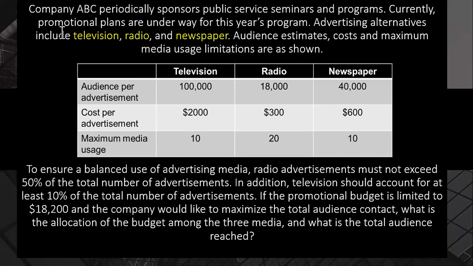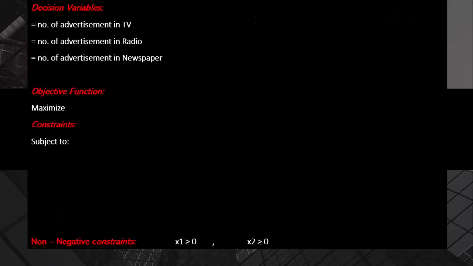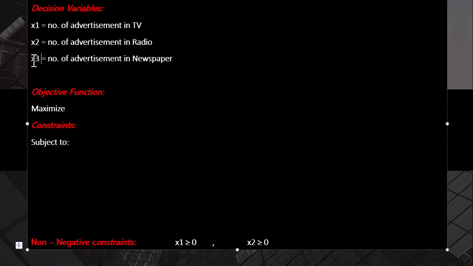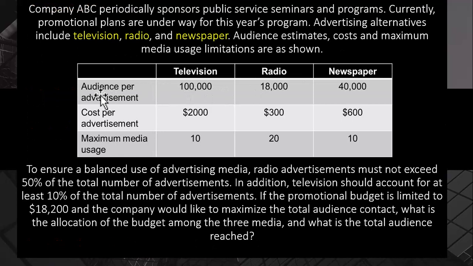So here we can say that as we have three alternatives, our decision variables can be three. X1 will be the number of advertisements in TV, X2 will be the advertisements in radio, and X3 will be the advertisements in newspaper. Later it says that the audience per advertisement, the cost per advertisement, and the maximum media usage are these. So we have this information to construct our objective function as well as constraints.